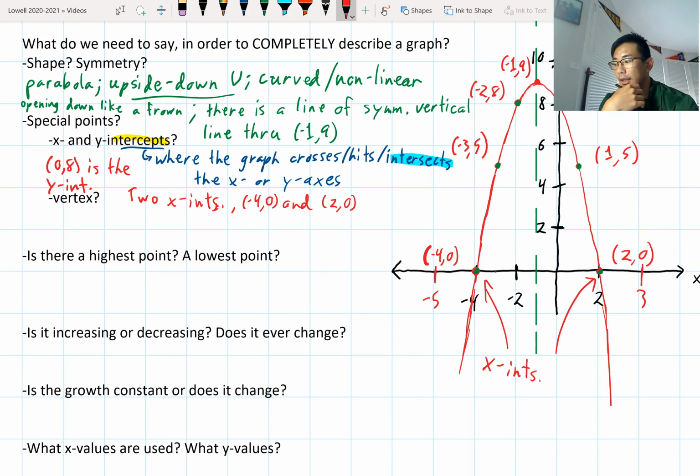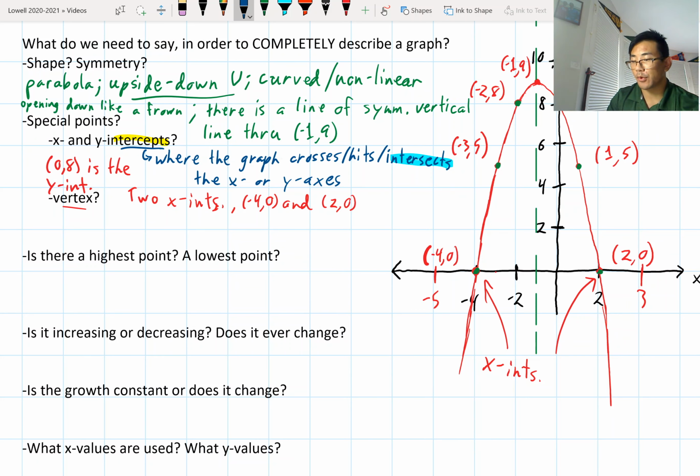Alrighty? And the last one here is the vertex. And this is unique to parabolas, although for our purposes, we could generalize the term vertex as any kind of peak at the top of the mountain, as it were, or maybe the bottom of a valley. And so some people brought this up in class, actually, in that you could identify the vertex on a parabola as the one point that is not mirrored.